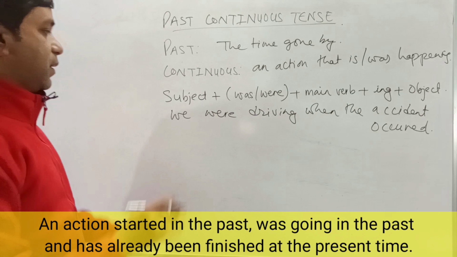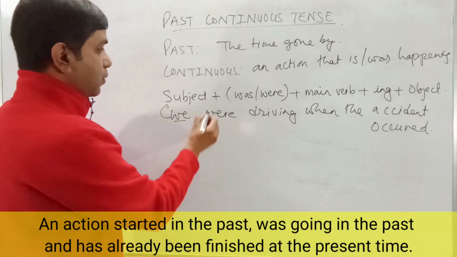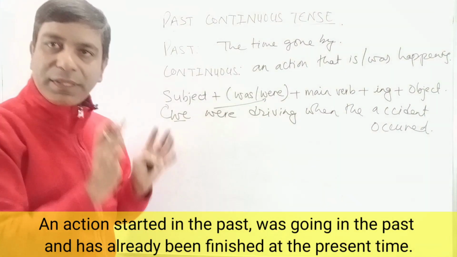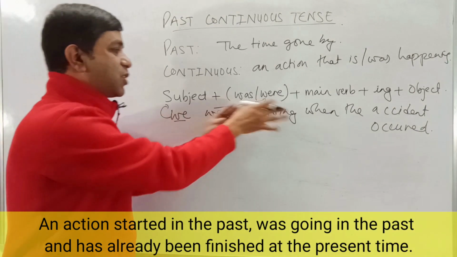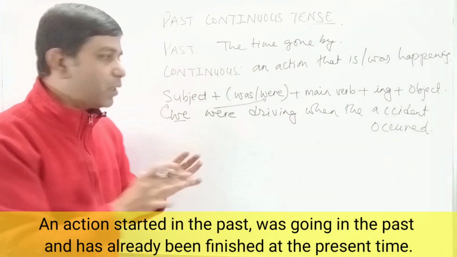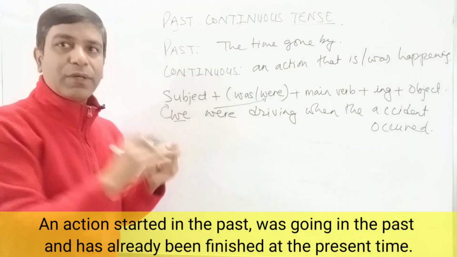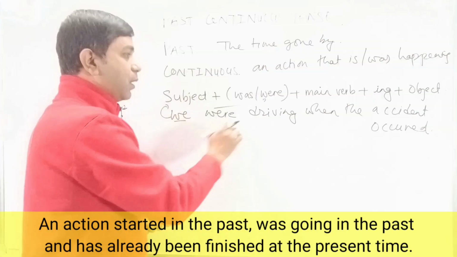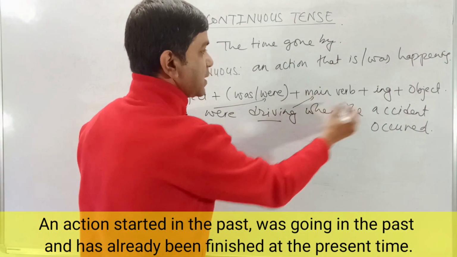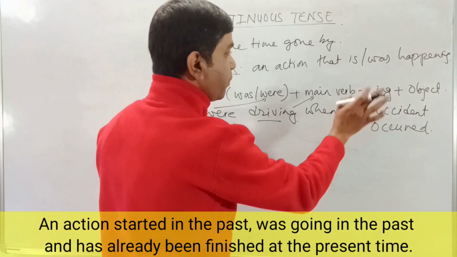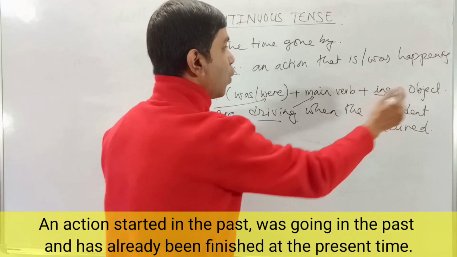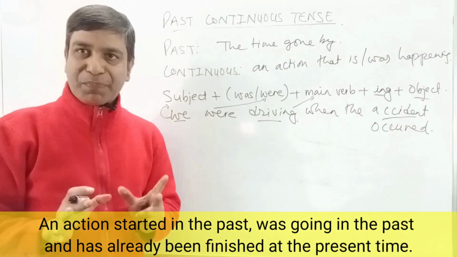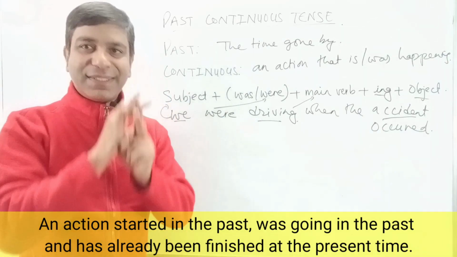Look at this sentence. We is the subject, were is the verb, were because we is in plural number. Had it been I, it would be I was driving. If it had been I, singular number, we would have used was. But we represents more than one, so we are using were. We were, what is it? Main verb, drive plus ing, driving. And then what happened? What were we doing? We were driving. Object is when the accident occurred. So this is an example of past continuous tense.